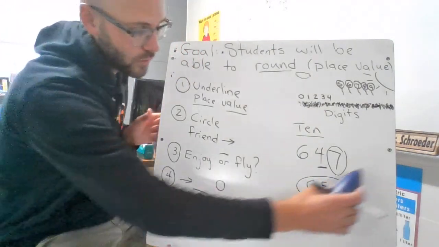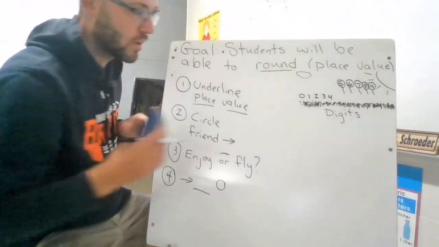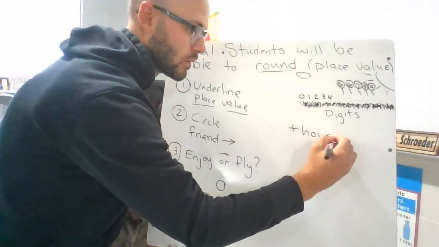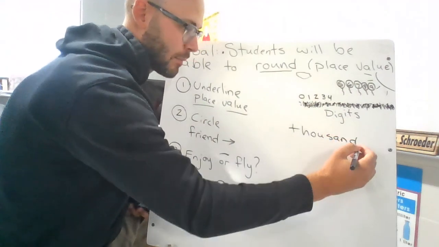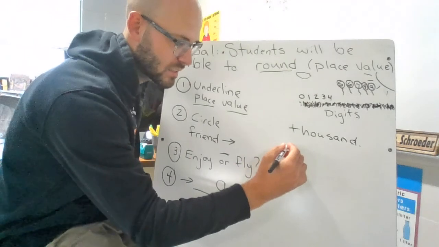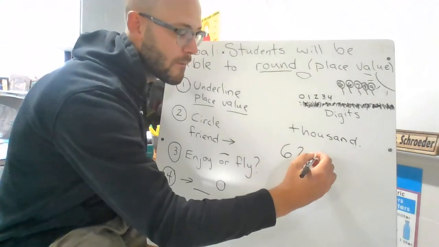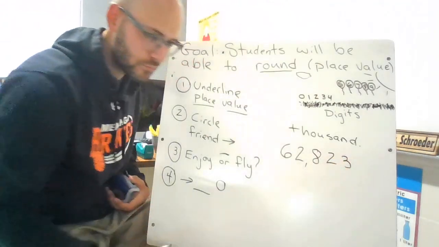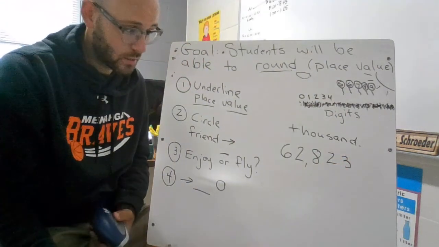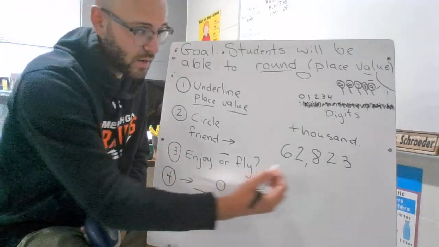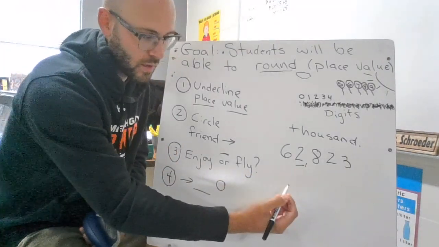This works every single time for any place value that you use, even if it's in the thousands. This might be my last example, and then I'll give you some to try at home. If I'm rounding to the nearest thousand, I have a number like 62,823. Follow the system. The more you do it, the faster you'll get at it. So underline the place value I'm looking for. The 2 is worth 2,000.